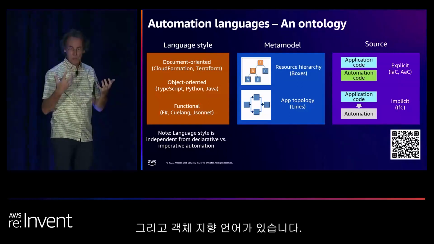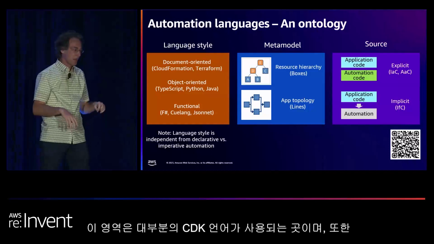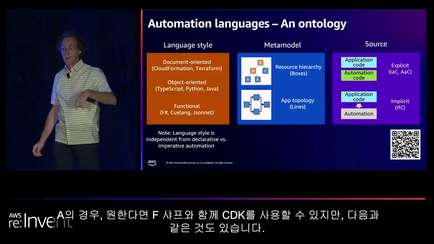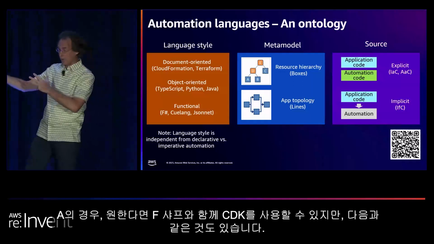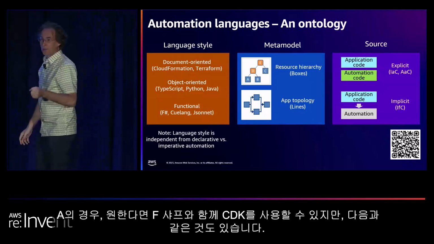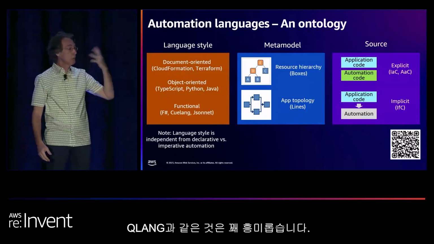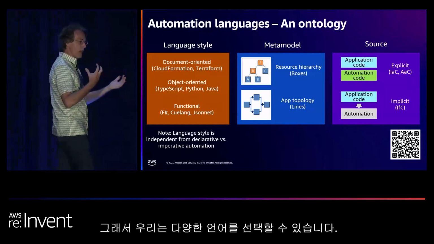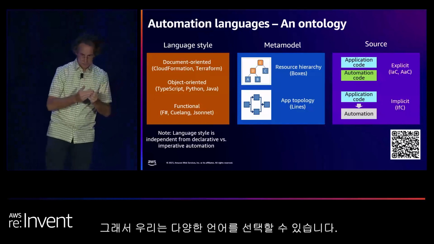Then we have object-oriented languages. That's where most of the CDK languages play. And there's also a lot of movement in the functional languages. For example, you could use CDK with F# if you wanted to, but there are also things like CUE lang, which is quite interesting. Jsonnet can do some of these things. So we have different choices of language.